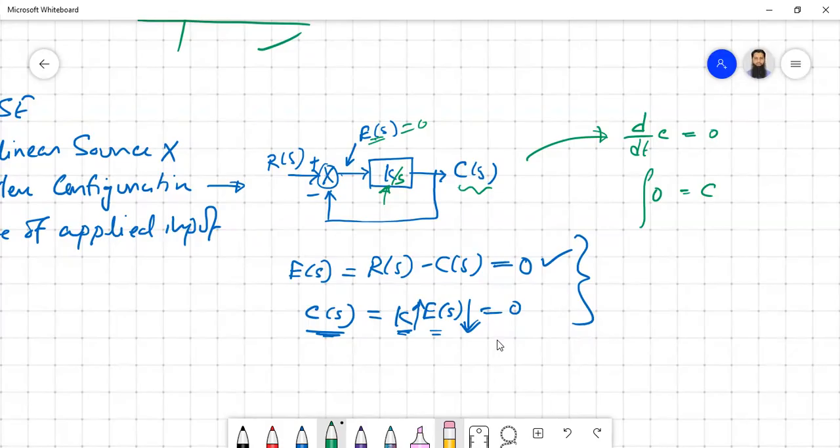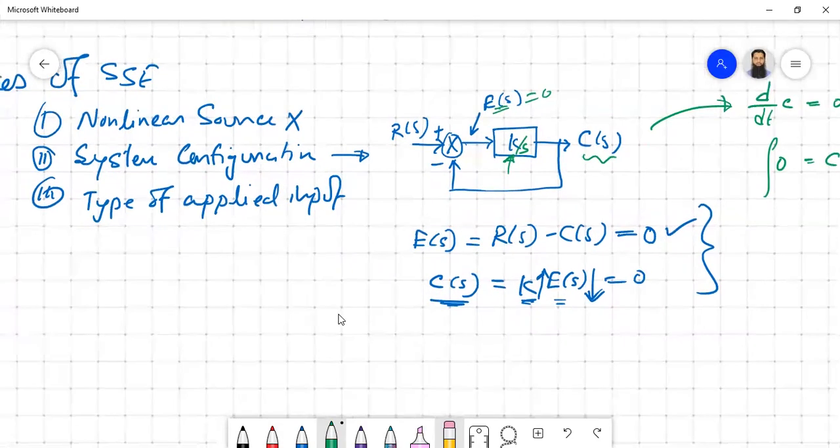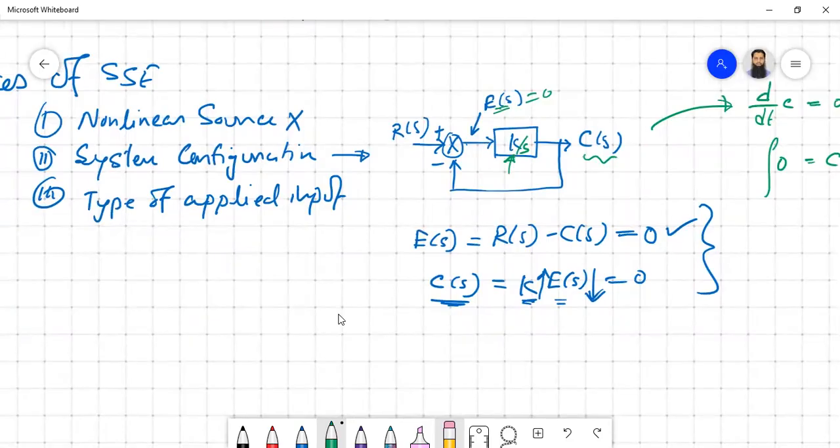And the third one is the type of the applied input. We'll be discussing that one later on. It's a specific example, because before that we actually have to discuss a few other theorems that we are going to use here. So it will be discussed later.